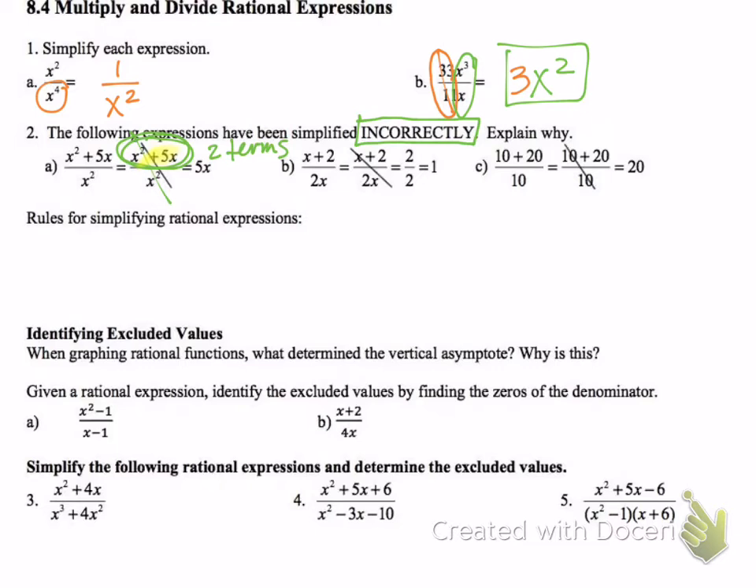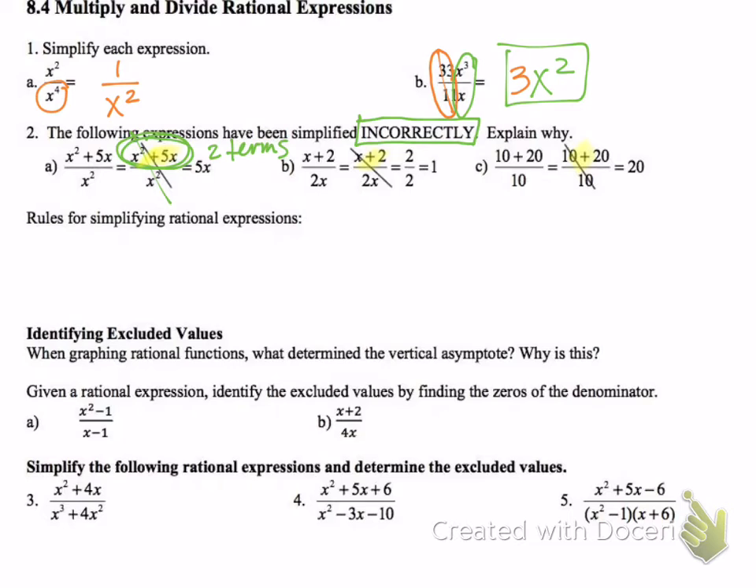Same thing with part B. I have a plus sign in the middle, so the x's do not cancel. They don't reduce. Same thing with part C. So we're seeing a trend where if the numerator or even the denominator has a plus sign, like they're separated by plus or minus, things just don't cancel. You cannot cancel terms. You have to cancel factors.